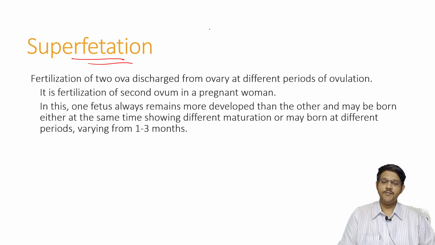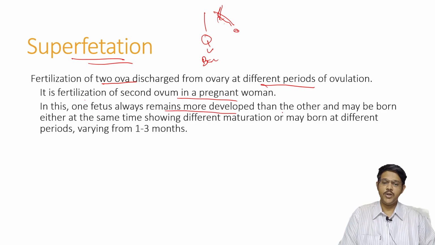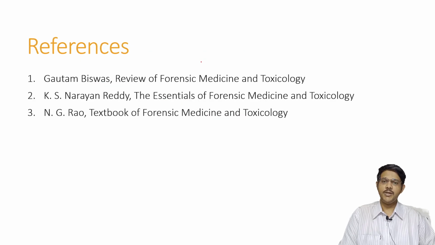Similarly, there is a condition called superfetation, where there is fertilization of a second ovum discharged in a different period of ovulation. In one period of ovulation, one ovum develops into one baby, and while she is pregnant, one more ovum may be released at another period of ovulation, and that ovum may also get impregnated and develop into one more baby. This is fertilization of a second ovum in a pregnant woman. One fetus may always remain more developed than the other and may be born either at the same time, showing different maturation, or at different periods varying from 1 to 3 months. One baby will grow larger, and the other will be less mature, or it may die, leading to fetus compressus. These are my references. Thank you.